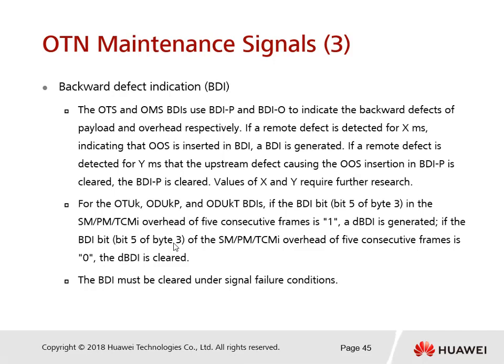And next is the BDI for the electric layer. Here we have the OTUK, ODUKP, and ODUKT BDIs. If the value for BDI is set to 1, that indicates an OTUK or ODUK backward defect. Otherwise, the value should be 0. And last, the BDI must be cleared under signal failure conditions. So this is the introduction for the backward defect indication.